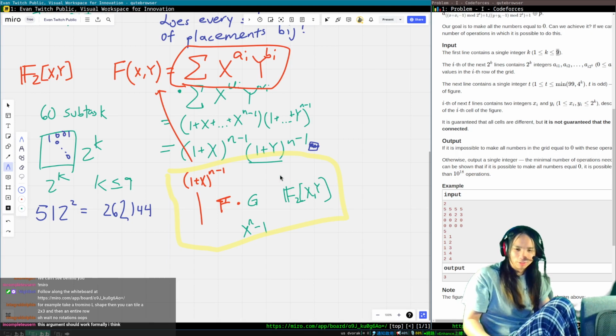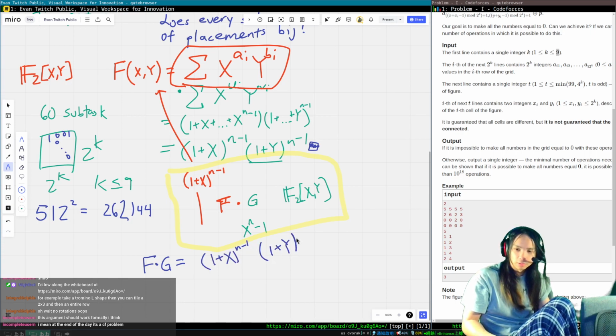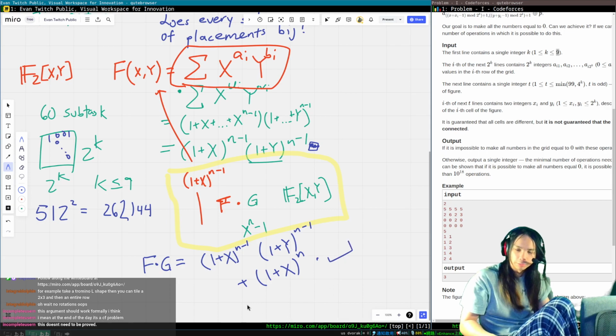Okay, well, sorry, what am I trying to say? It's like f times g mod 2, with everything taken mod 2, is equal to 1 plus x to the n minus 1 times 1 plus y to the n minus 1, plus 1 plus x to the n times some garbage term we don't care about, plus 1 plus y to the n times some garbage polynomial we don't care about. All of this is in F2 adjoin x, y.